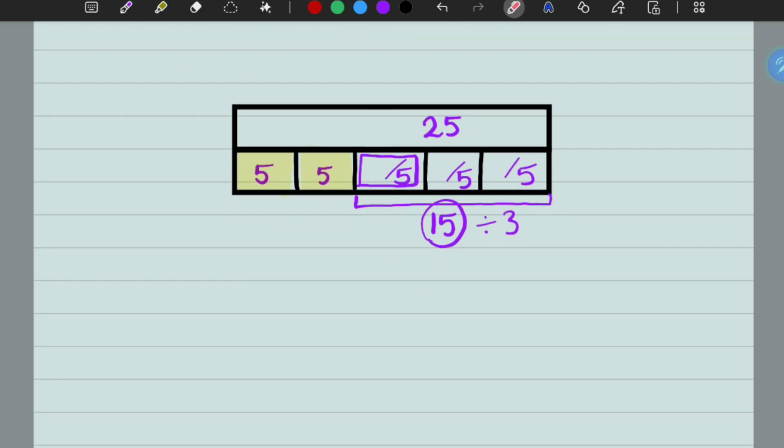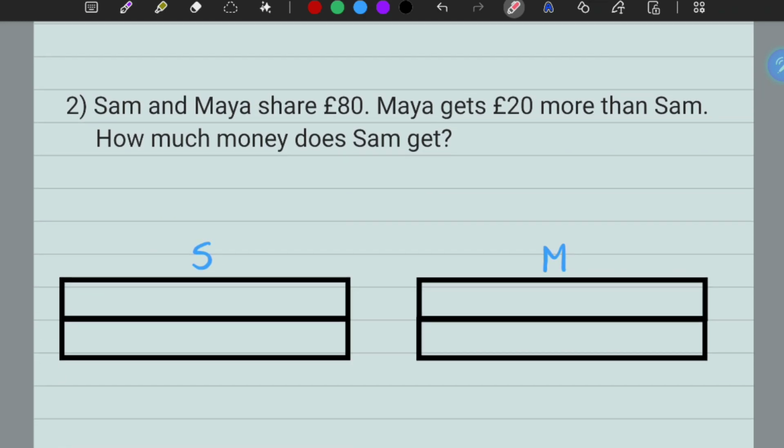Okay, now let's give another question a go. I've got question 2 here. Again, I'm going to start by reading the question and underlining the important bits. So let's do it. Sam and Maya, so I'm going to underline S and M, share. So they share £80. Maya gets 20 more than Sam. How much money does Sam get? Now this one here is a classic year 6 level SATs question. And we're going to use 2 bar models to try and work this out.